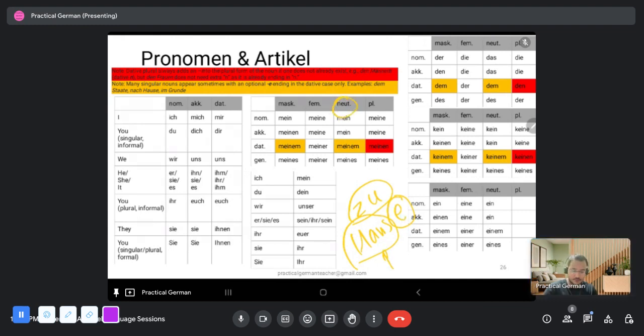So is commonly used "nach Haus"? No. "Nach Hause" is correct. You'll never hear "nach Haus." You always hear "ich gehe nach Hause," "ich bleibe zu Hause."